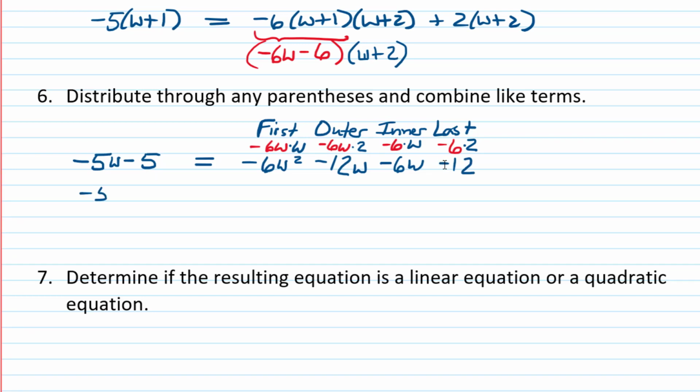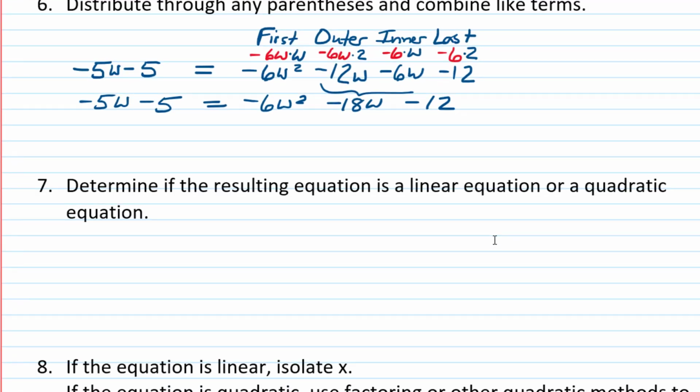Combining like terms, we have negative 5w minus 5 on the left. On the right, we have negative 6w squared, and we're going to combine negative 12w minus 6w is negative 18w minus 12. At this point, we can determine if we have a linear or a quadratic equation. Quadratic means that it has the highest power on the variable as a 2. Linear means that there are no powers on the variable. So we definitely have a quadratic equation.